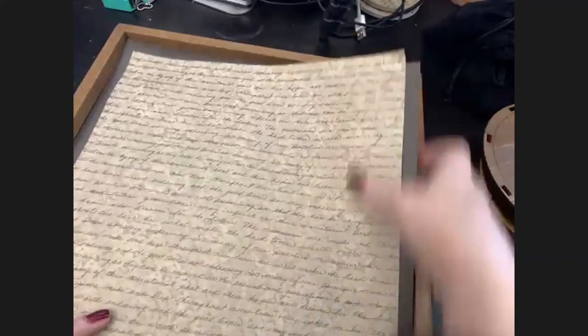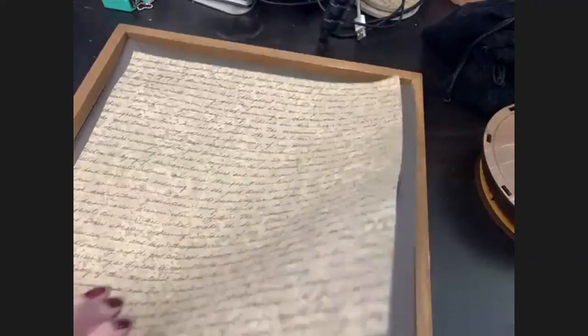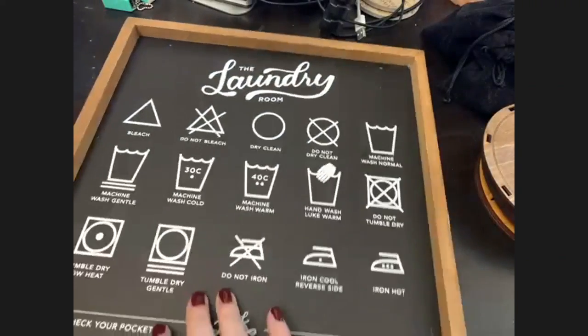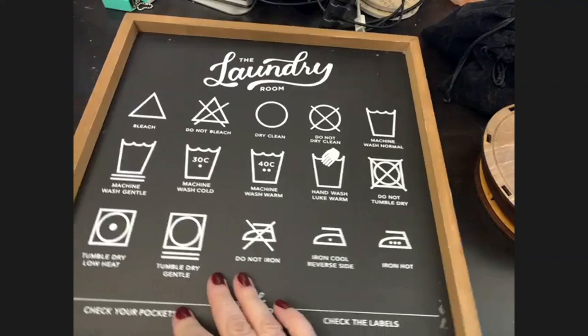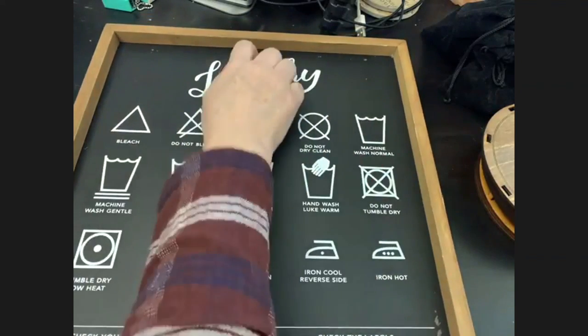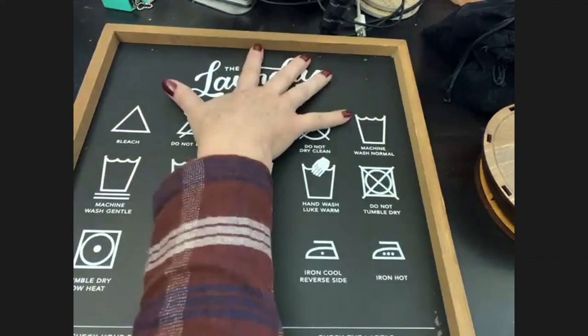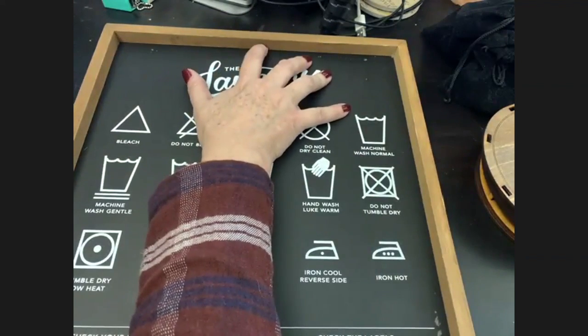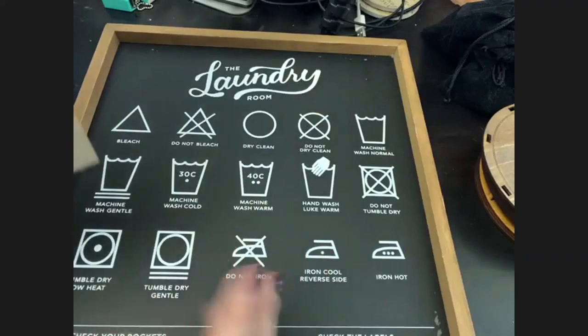All of this is, let me see if this will still come up. I think it will. Yeah, all this is something from, I think this one was from Joann Fabrics. You can go just about anywhere and get these little signs and pictures, and they're inset, so that makes a lip that's right here, which I find very helpful.